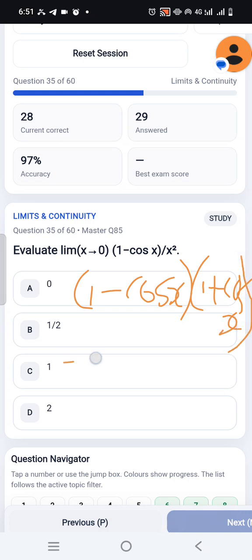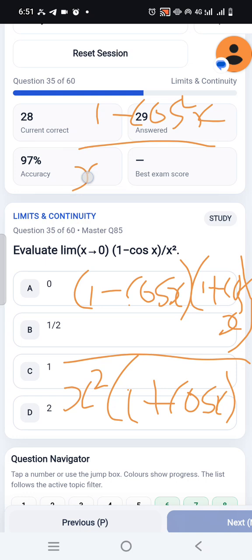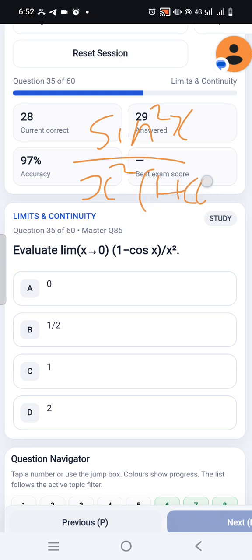Cos and sine always have something interesting. So numerator and denominator by 1 plus cos x. So 1 minus cos x times 1 plus cos x will give me 1 minus cos square x, then all over x square times 1 plus cos x. So 1 minus cos square x is sine square x. So I now have sine square x in the numerator all over x square, then 1 plus cos x that is there before.